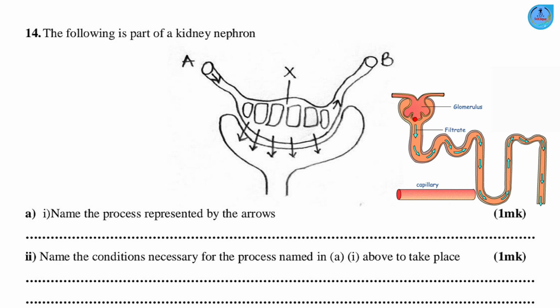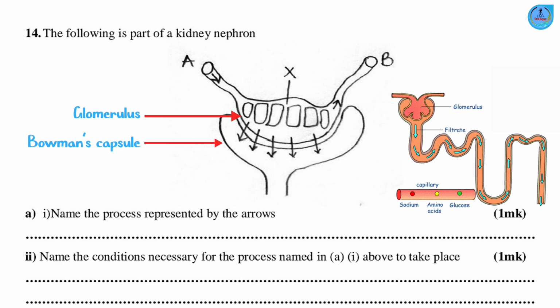Now, the two parts represented in this diagram are the glomerulus and the Bowman's capsule. The process that is taking place here is known as ultrafiltration. Now, this is a process whereby blood is filtered under very high pressure through tiny pores that are present in the endothelium of the glomerulus.